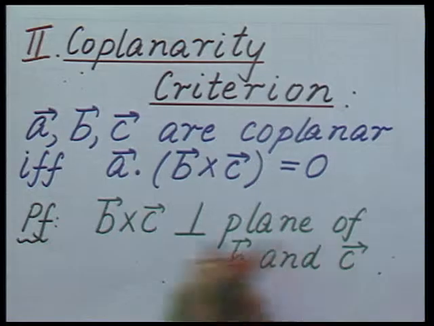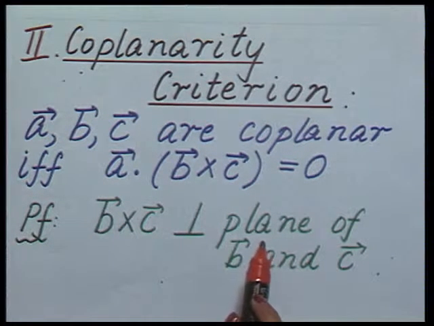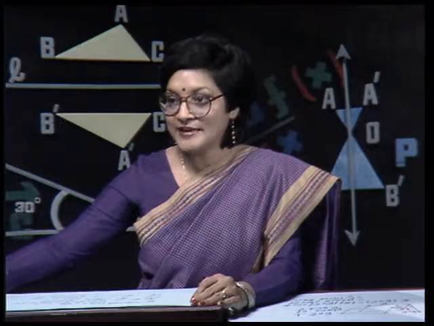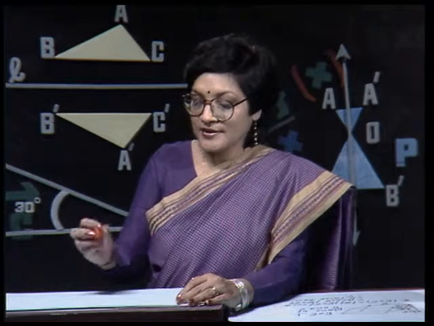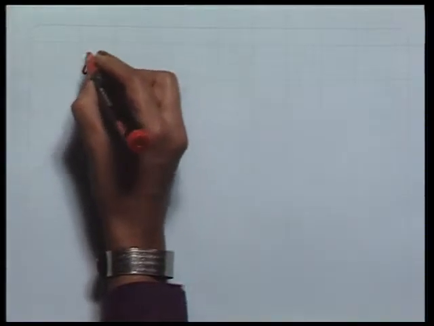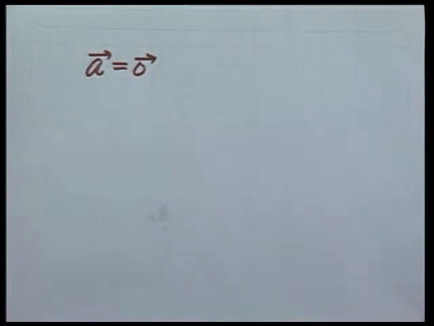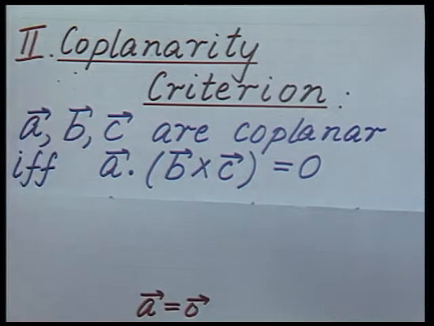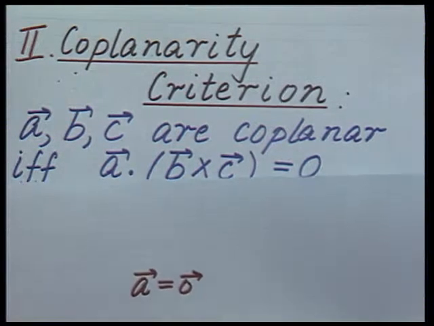Now, I have written here the crux of the matter, that is, B cross C is defined to be perpendicular to the plane of B and C. That is the crux of the matter. But how would we prove it step by step? Well, first of all, if A is equal to 0, then there is nothing to prove, because it is clear then that A, B, C are coplanar and that A dot B cross C is 0. Both conditions are true.